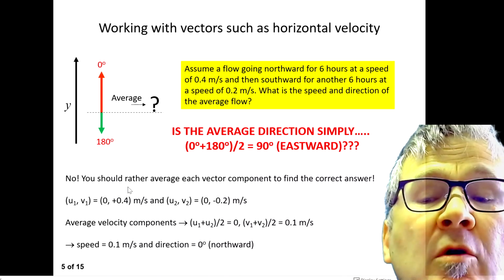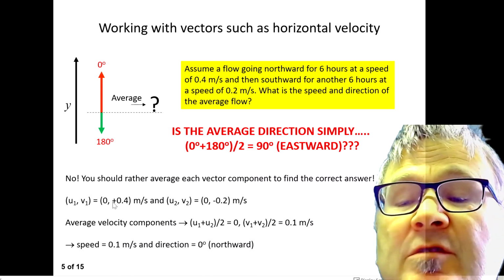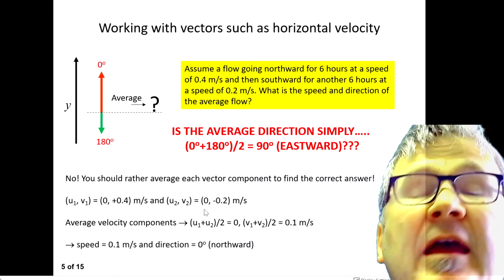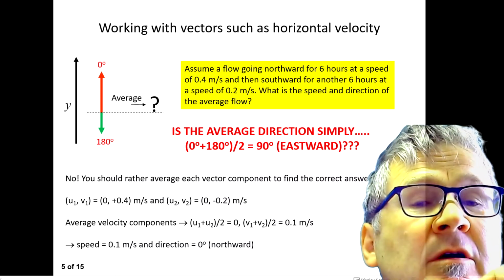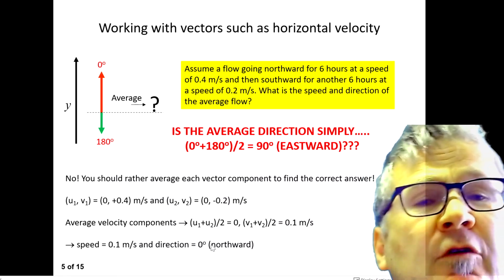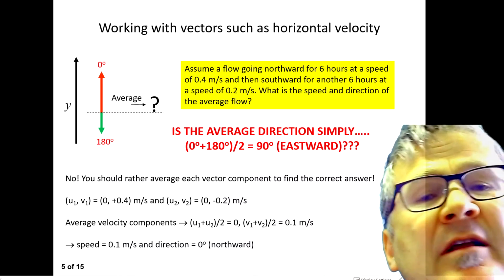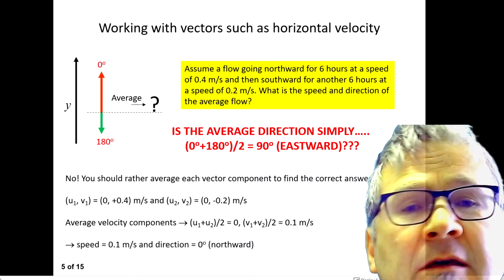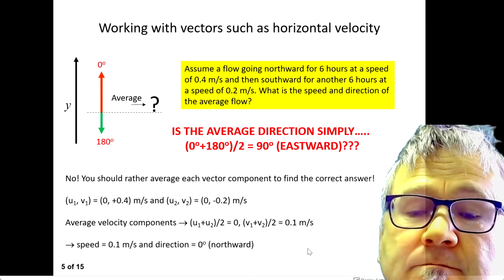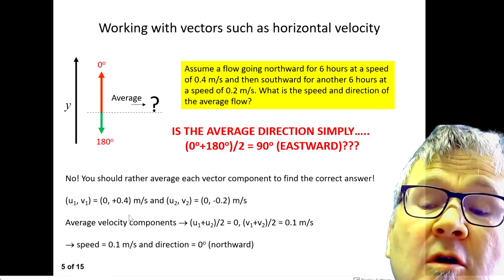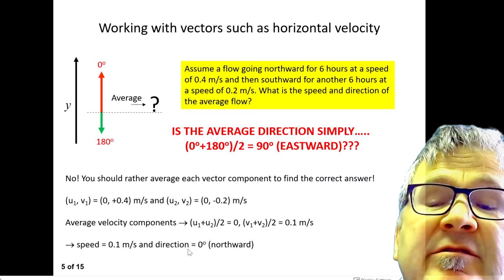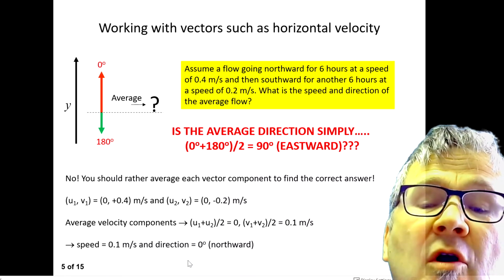And you have either flow of 0.4 meters per second to the north, which is a positive number, or a negative number, which is to the south. Now if you average, you just have to average these components, and there's a little formula. Because the flow is exactly 6 hours in one direction and 6 hours in the other, you don't need any special weighting. You can just take the sum divided by 2. If you do that, you work out that the average speed is 0.1 meters per second, and the direction is still 0 degrees to the north.